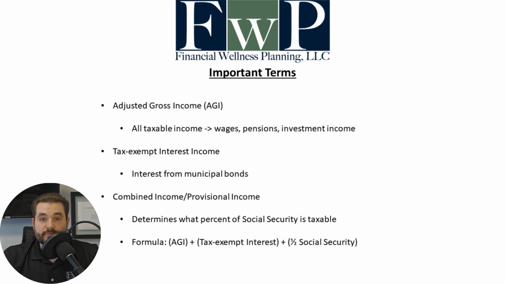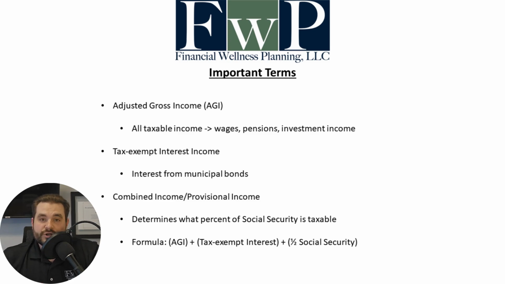There are a couple of terms that I think you should be aware of when it comes to calculating how much of your Social Security benefit may be subject to income taxes. The first is your adjusted gross income, or your AGI, and this includes things like wages, pensions, and any investment income you receive from a pre-tax retirement account. Next is tax-exempt interest, and this is interest that is typically received from municipal bonds. There are other sources of tax-free interest, but for most of the people that find value in my content, any tax-free interest that you receive is most likely coming from a municipal bond.